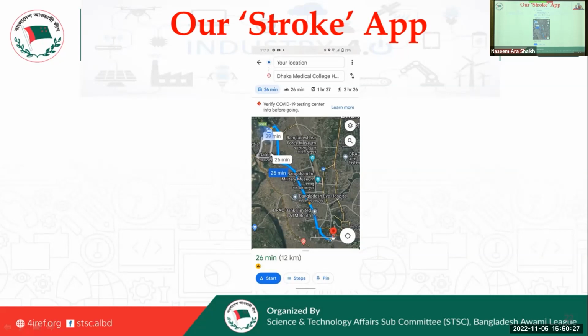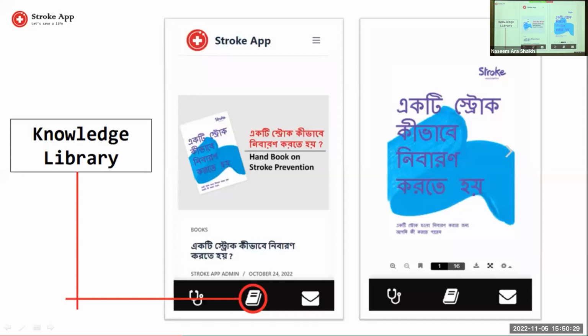It will also have a knowledge library on how to prevent stroke, what the treatment is, the details about stroke, what life after stroke is like, and how to deal with it. Public awareness of stroke is very low in Bangladesh. We all know about heart attack, but if we do a survey, we will see very few people are actually aware of the symptoms or signs. So we need massive public awareness. So we integrated a knowledge library in the application, so more people become aware.